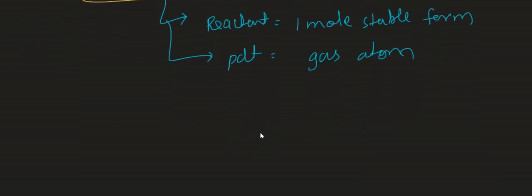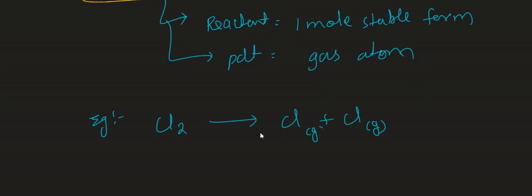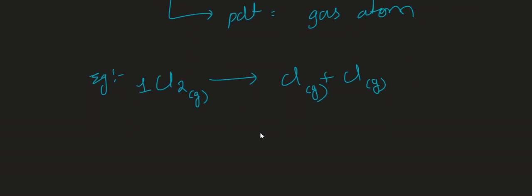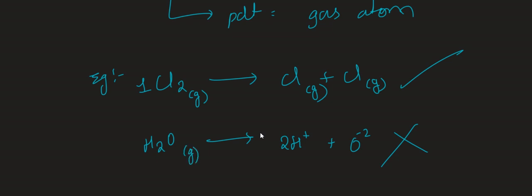Let us take one small example here. If I take Cl2, it gives rise to Cl plus Cl, gas, gas. How many moles do you have, 1/2. Can you see it is a stable form of gas? Yes, so this example comes under enthalpy of atomization. Whereas if I write H2O gives rise to 2 times H plus plus O minus 2, this is not an enthalpy of atomization. The reason is these are ions, and the stable form of H2O is liquid, not the gas form. Clear till here? Right, so this is a way to identify atomization.